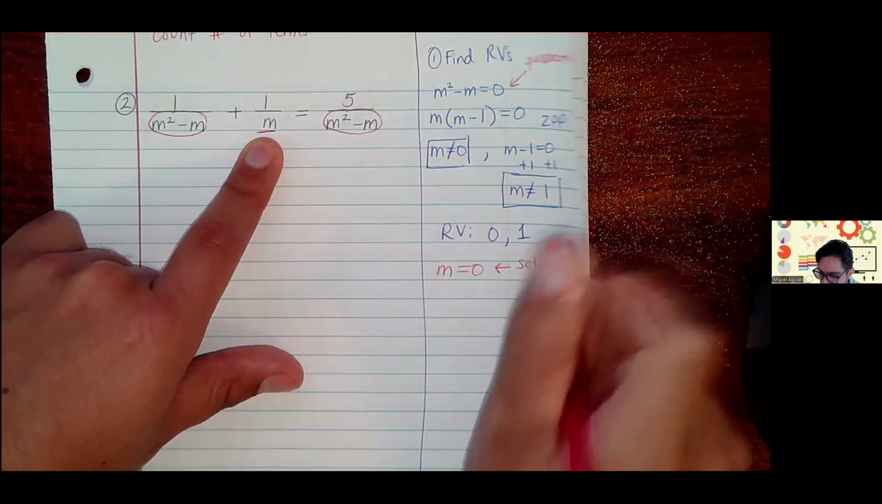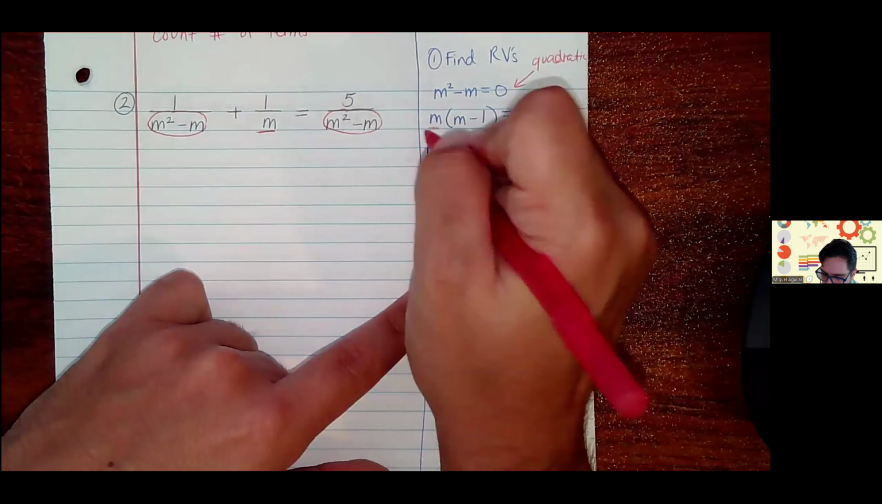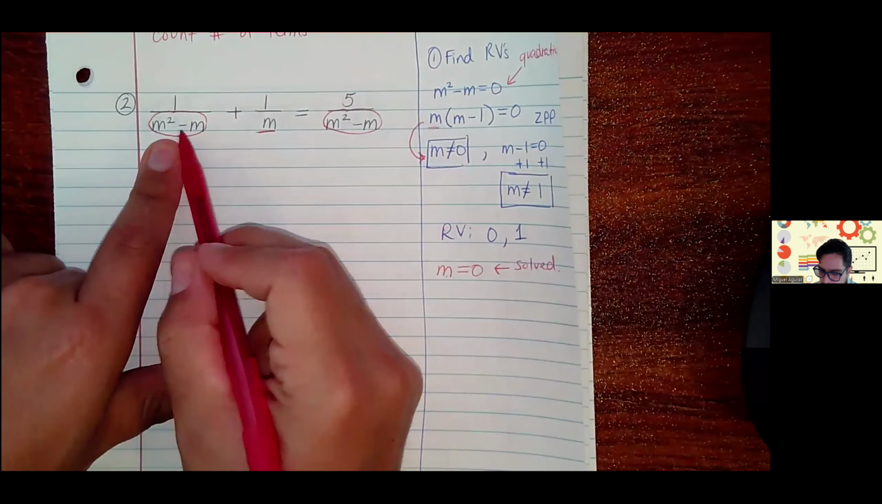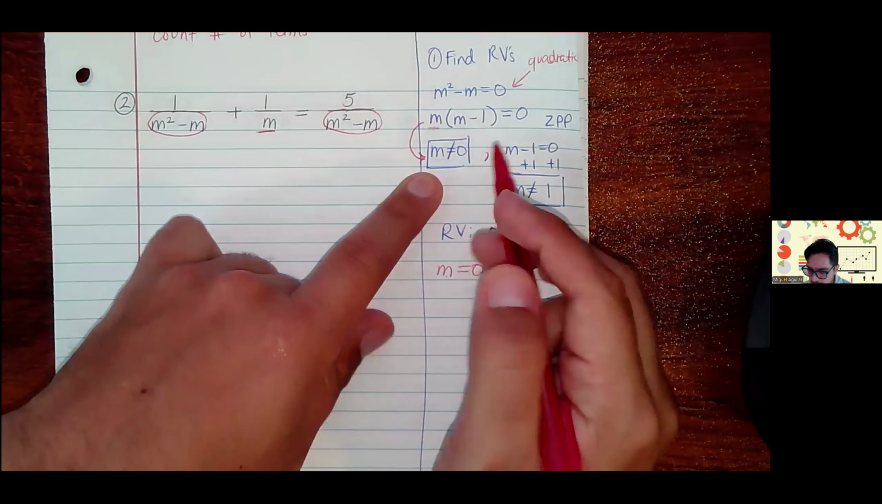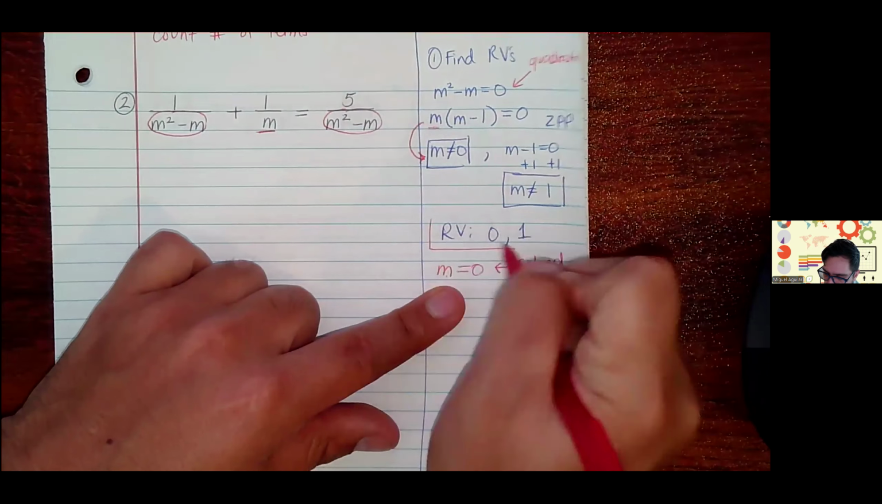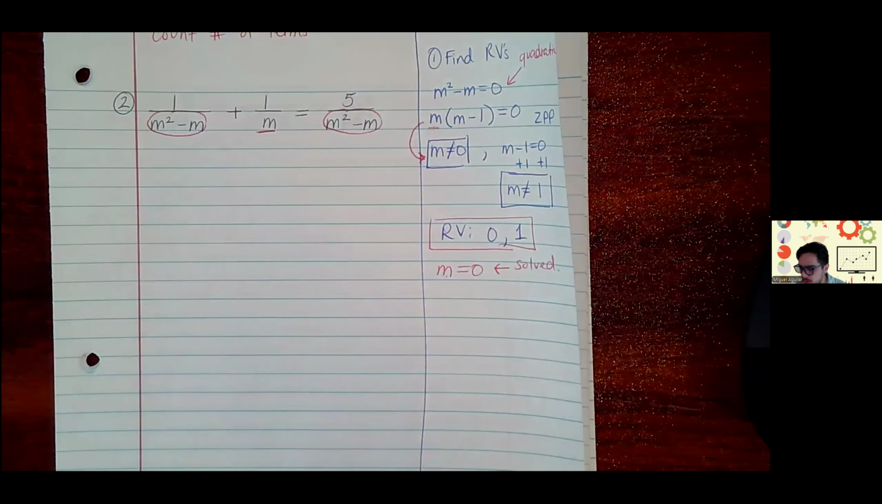In fact, m was one of the factors that we had when we set this first denominator, m squared minus m, equal to 0. So the reality is we already have this restricted value included here. We don't need to repeat ourselves. We don't need any duplicate restricted values. We just need the set of our restricted values, no duplications. So that's going to take care of step 1.